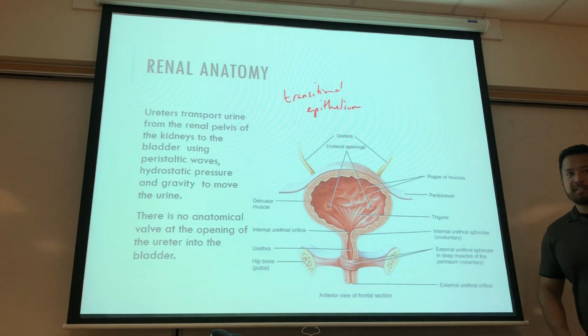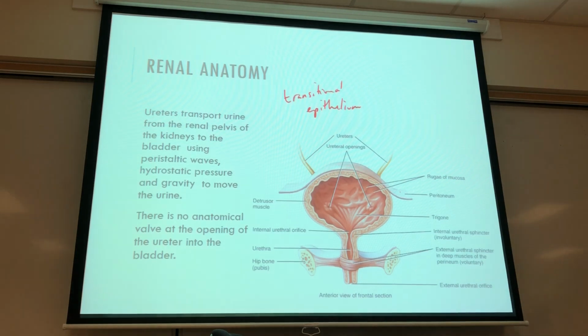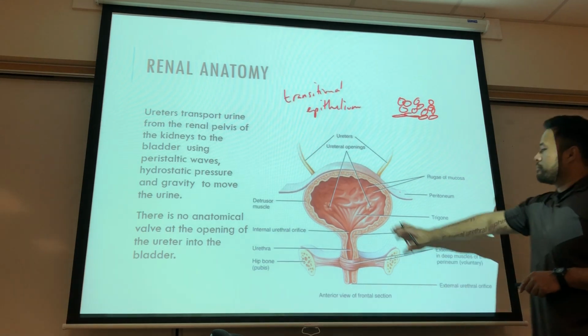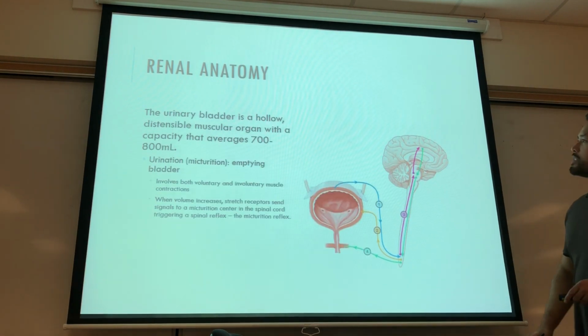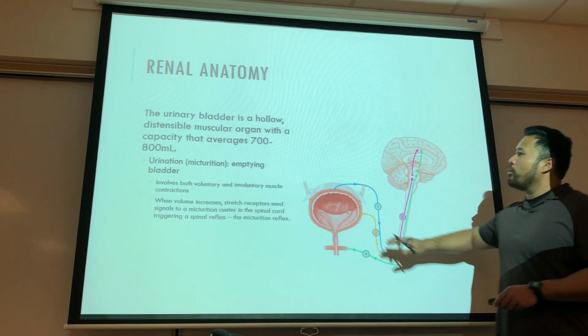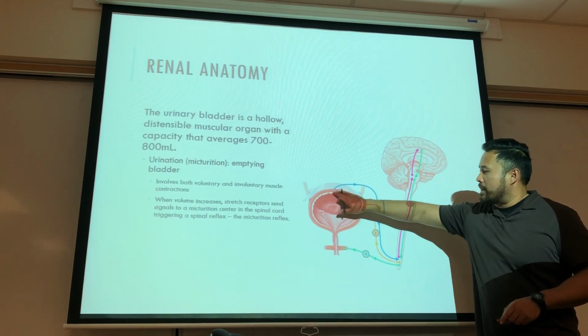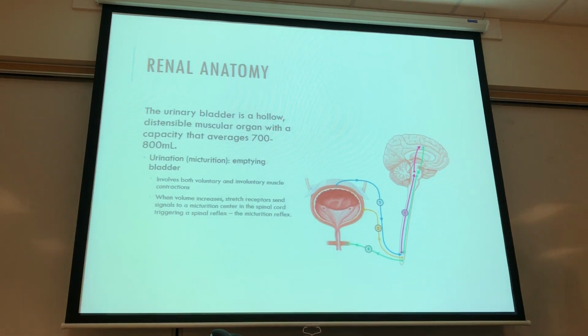Transitional epithelium consists of both simple squamous, or not simple, I'm sorry. It'll be stratified squamous layers where some will be squamous, some will be cuboidal. You get multiple layers where it accommodates the stretchiness of that particular organ. So as these fill up, this bladder can hold quite a bit of fluid, upwards of about 700 milliliters to about a liter of urine.